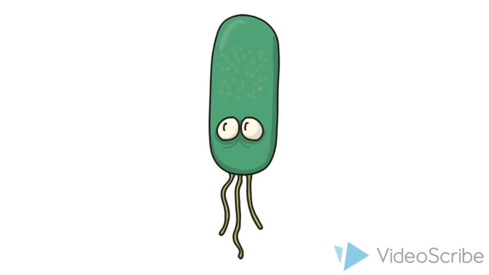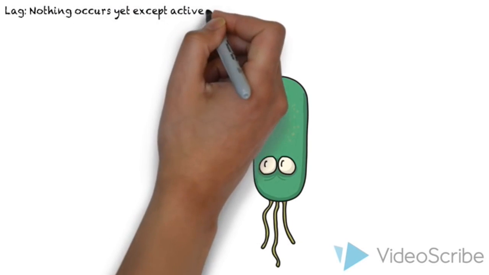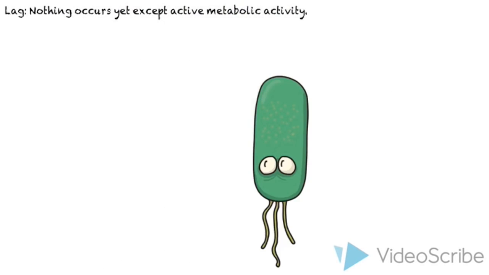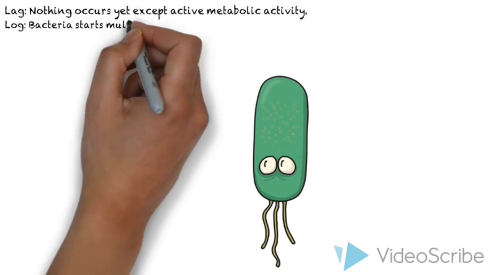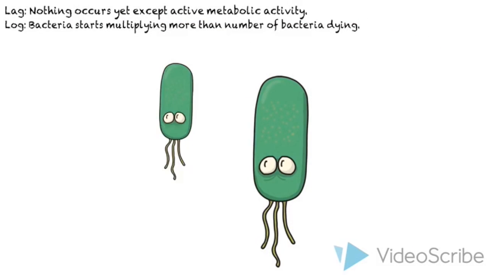Bacteria reproduces differently from viruses. Bacterial reproduction is referred to as bacterial growth, which is split into 4 stages. Stage 1, lag. Nothing happens except active metabolic activity. Stage 2, log. Bacteria population increases rapidly.